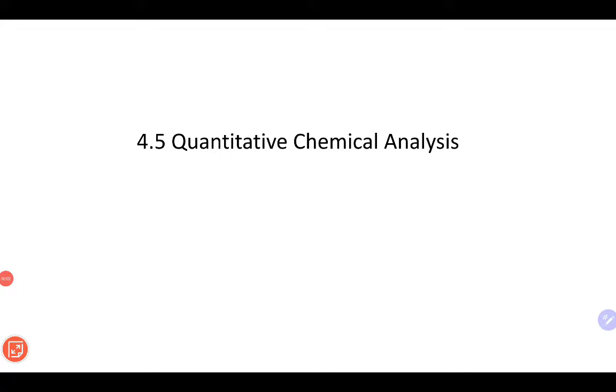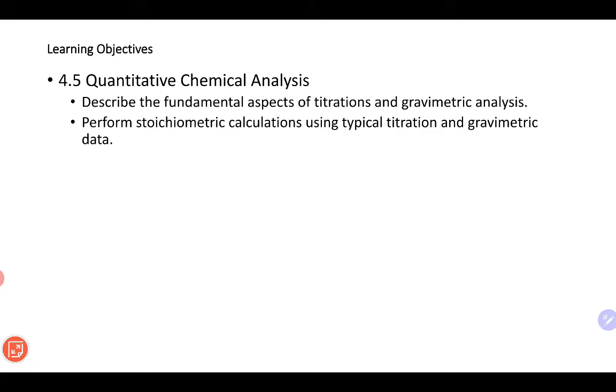Hello, Chem 111 students. This is our last lecture for Chapter 4, and we are going to be looking at the last section in Chapter 4 on quantitative chemical analysis. Quantitative chemical analysis is just a method that we use stoichiometry for, to find quantities of chemical reactants or products.